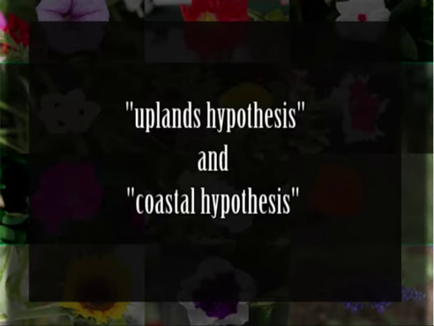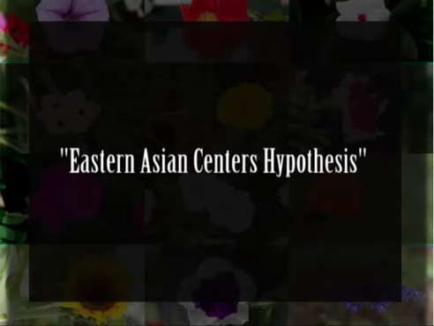Interestingly, both an upland hypothesis and a coastal hypothesis were proposed to explain topographical centers of origin and radiation of the first flowering plants. According to Stebbins, alpine biomes of northern latitudes might have been a center of early radiation of the angiosperms. A similar idea, the Eastern Asian Center hypothesis, was put forth by Sun et al. in 2001.